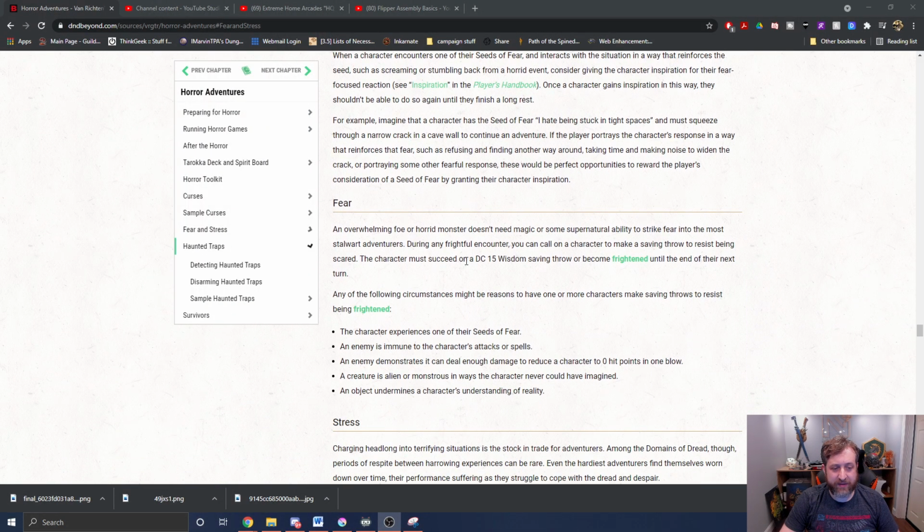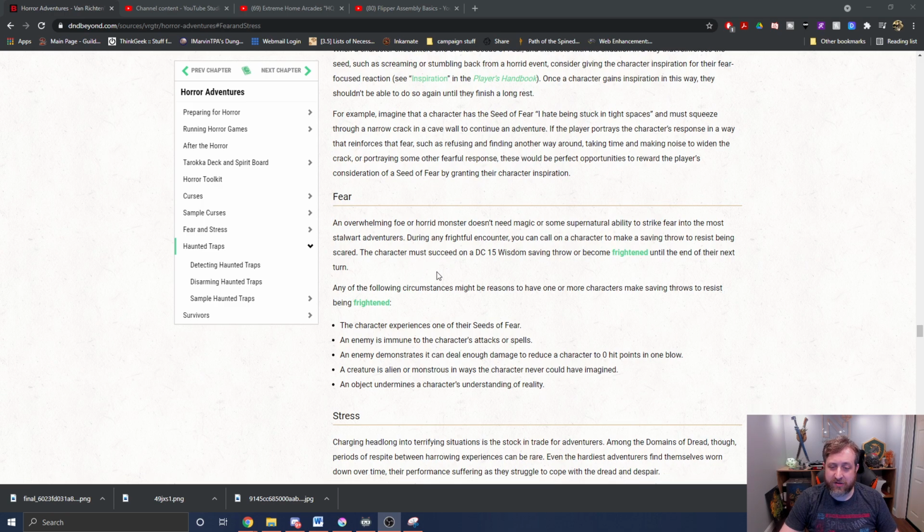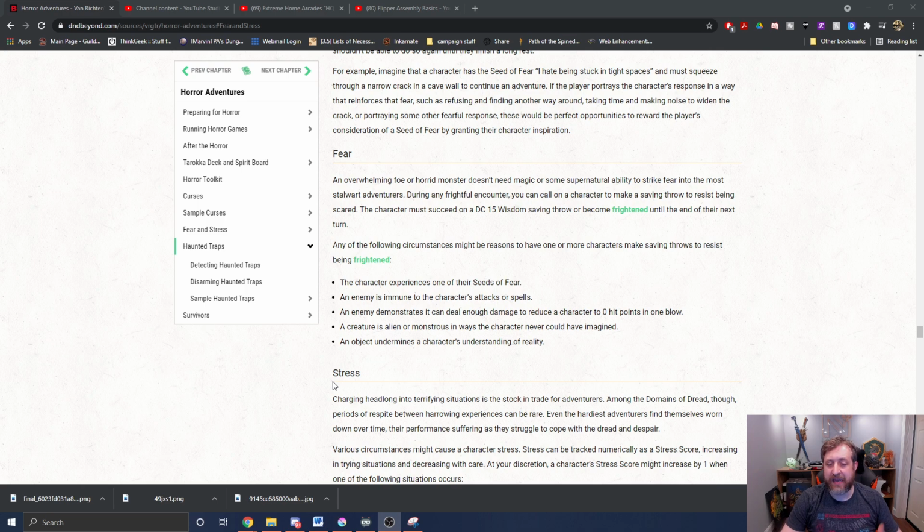So that was using them, and then it says fear. An overwhelming foe or horrid monster doesn't need magic or some supernatural ability to strike fear. During any frightful encounter, you can call on a character to make a saving throw to resist being scared. It's a DC 15 Wisdom saving throw, or be frightened until the end of their next turn.